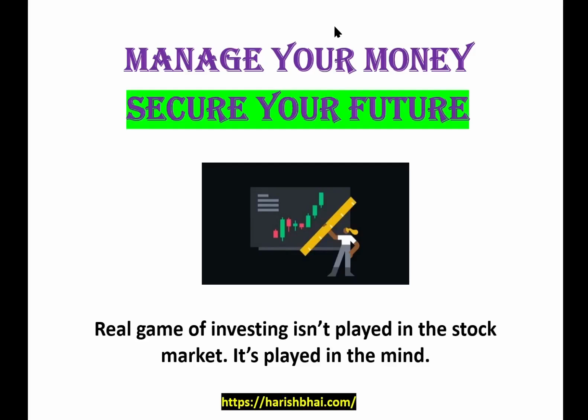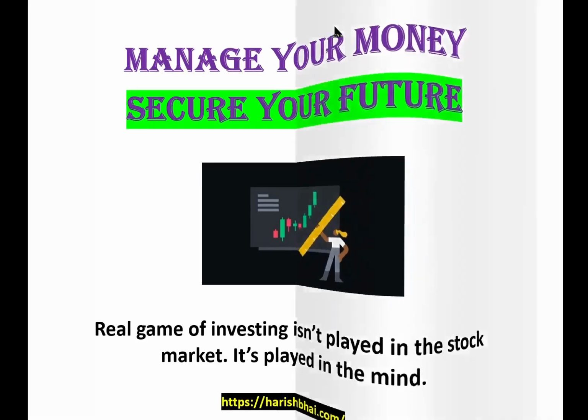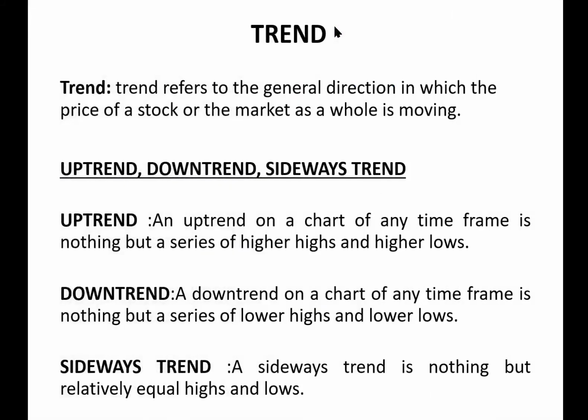We have started our journey into technical analysis, which is good-to-know knowledge. And today we will see what the trend and candlestick charts are. Trend refers to the general direction in which the price of the stock or the market as a whole is moving. And trend is defined in three different categories: one is the uptrend, second is the downtrend, and third is the sideways trend.